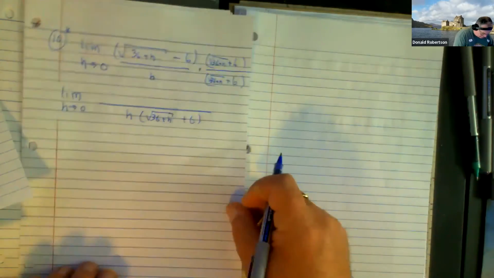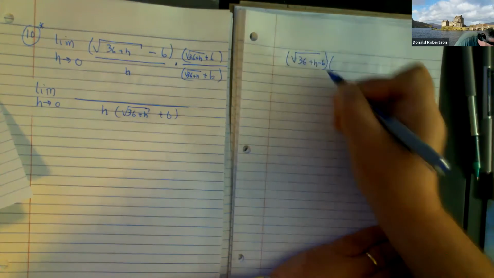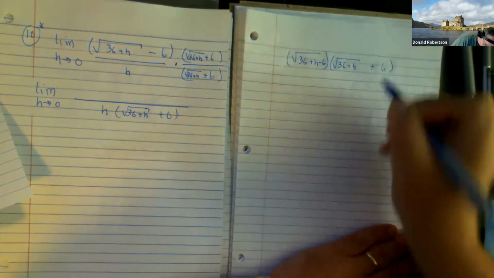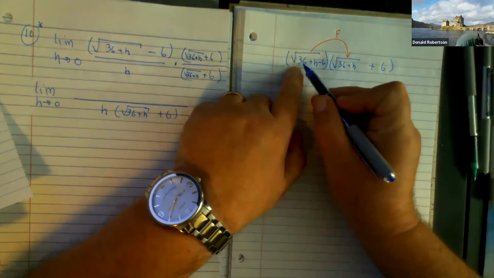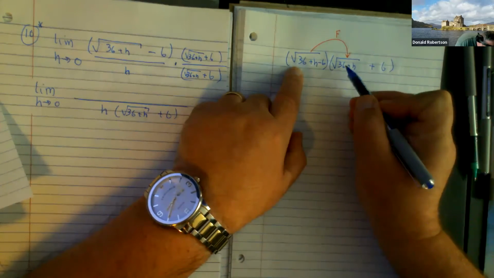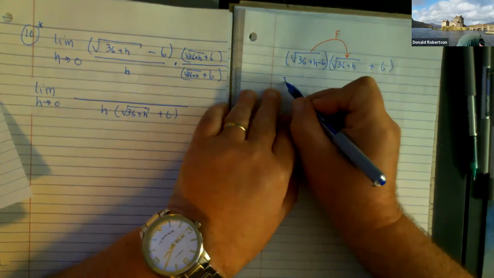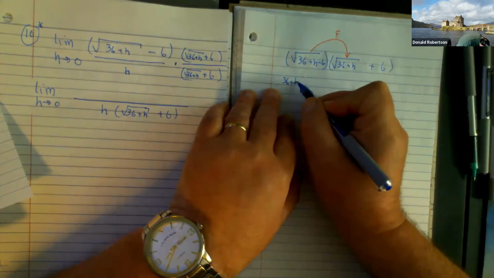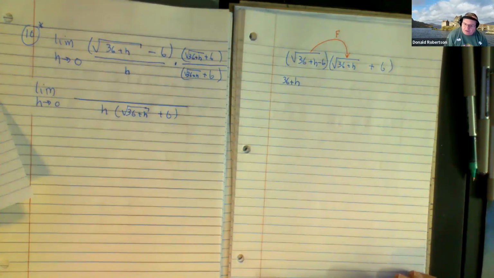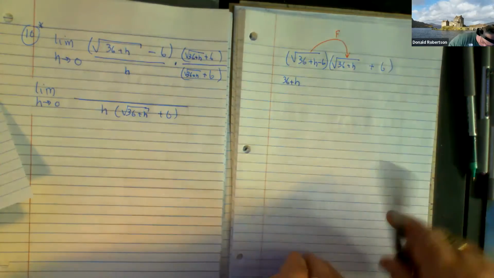we use FOIL. So there is the first one. Oh, squeeze it in. There is the second one. The F of FOIL is the square root of 36 plus h times the square root of 36 plus h. If you multiply a square root of something by the square root of the same thing, don't you basically just get what's inside, right? It's like square root of x times square root of x. So that's the F part.